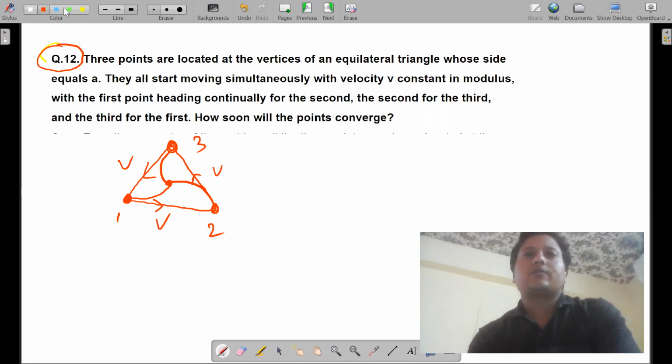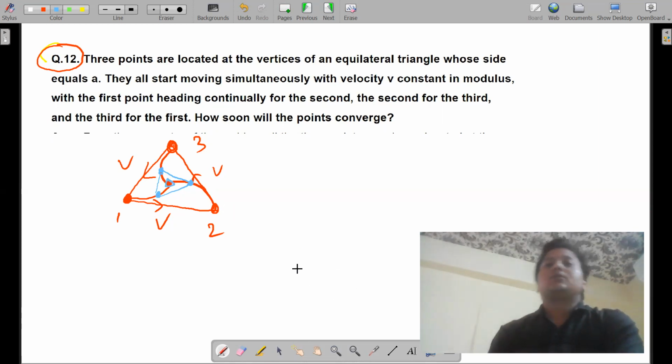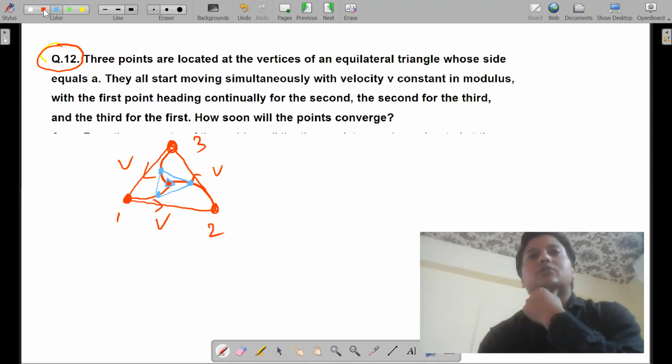So if we consider any time, particles 1, 2, 3 will again lie on an equilateral triangle, and lastly there will be an equilateral triangle of side 0. So what is the main concept here? The main concept is that all particles always lie on an equilateral triangle, and relative to one another only the relative separation is changing.